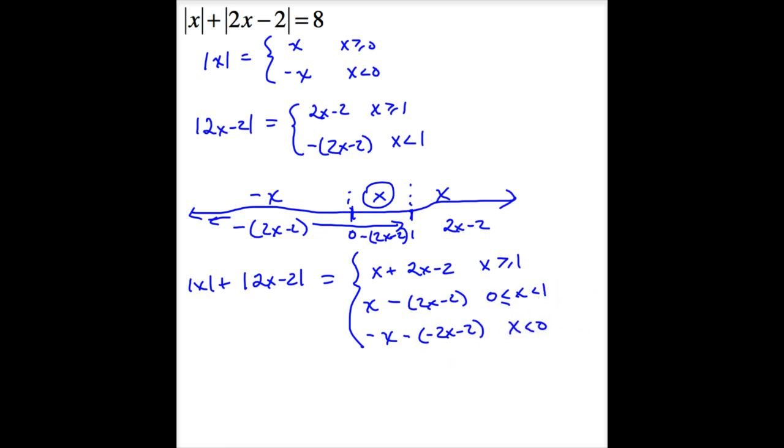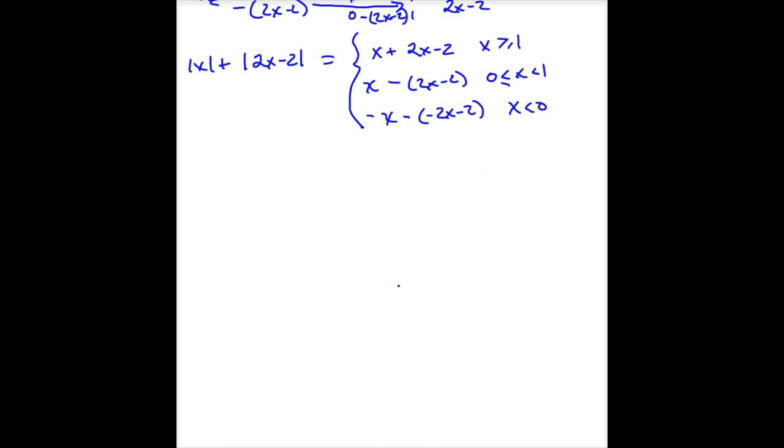Now in order to do this, let's break it up. For x greater than or equal to 1, and don't worry too much about where I put those greater than or equal signs. We'll look at the endpoint behaviors in class more closely. I have x plus 2x minus 2 is equal to 8. I'm going back to my original equation. So I have 3x is equal to 10. x is equal to 10 thirds. 10 thirds is indeed greater than 1. So I have a solution.